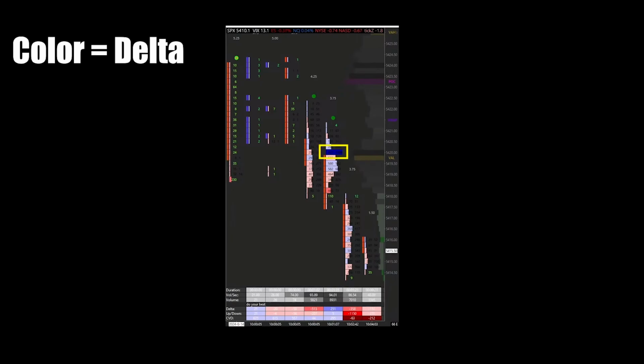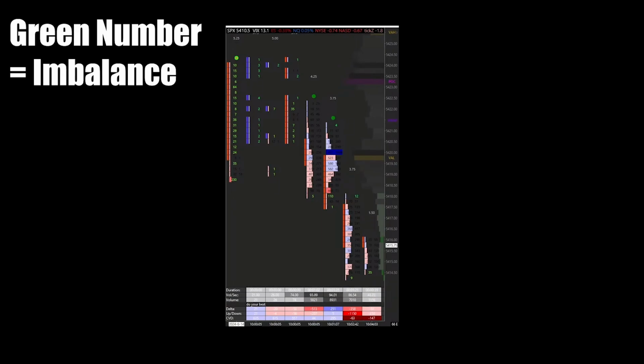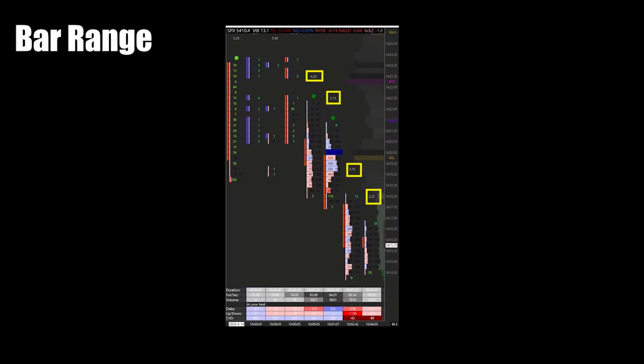When a lot of buyers are hitting a single price, that bar will turn blue. And when a lot of sellers are hitting a price, that bar will turn red. If there is a total imbalance in the price, meaning that only buyers or only sellers are hitting that price, then you'll see the number in green. At the top of each bar is a little white number to indicate the range of that rotation in points.